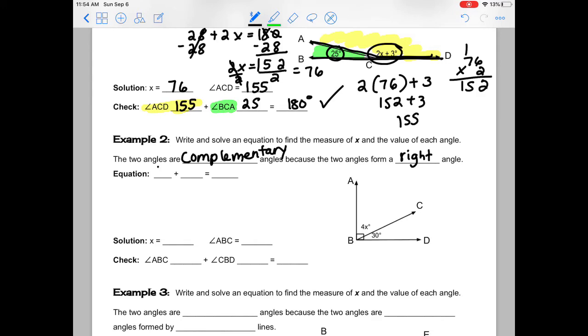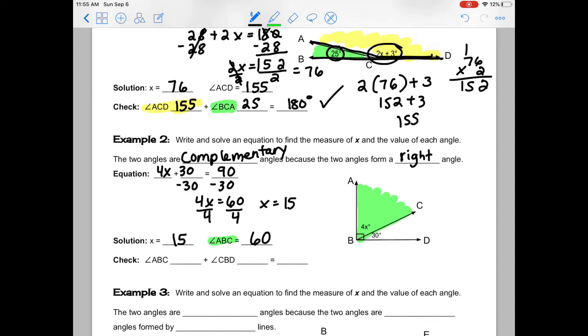So we have 4x plus 30 equals 90 degrees, which is always the sum for complementary. If I isolate my 4x, I subtract 30 from both sides. This gives me 4x equals 60. If I divide both sides by 4, I get x equals 15. So x equals 15. Looking at angle ABC, this is 4x, so 4 times 15 gives us 60.